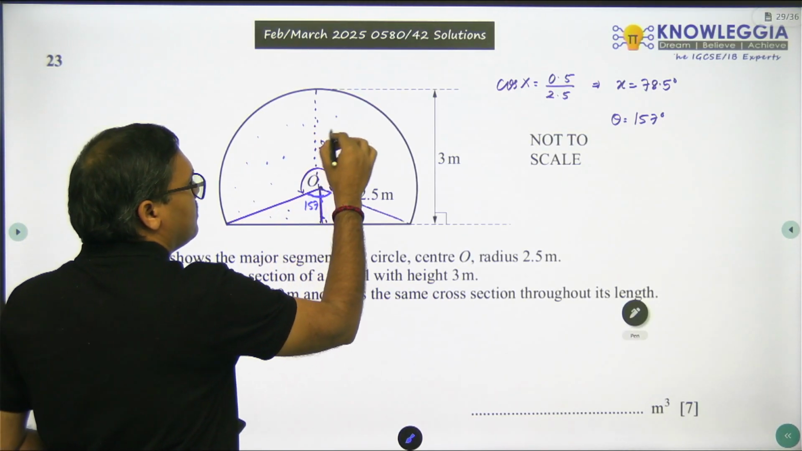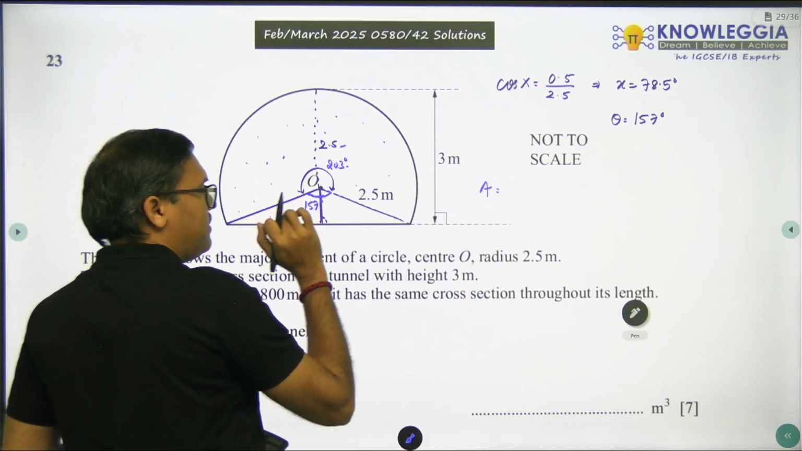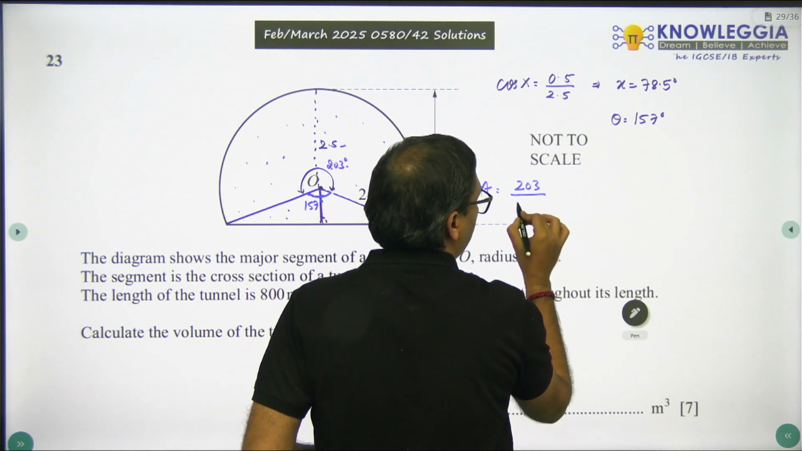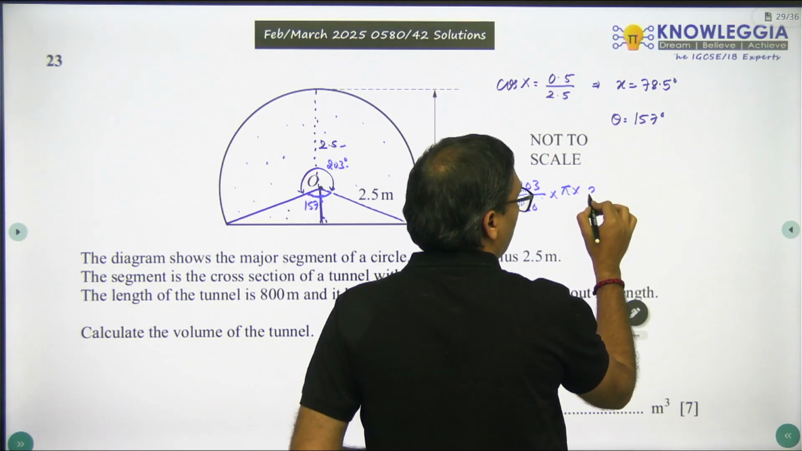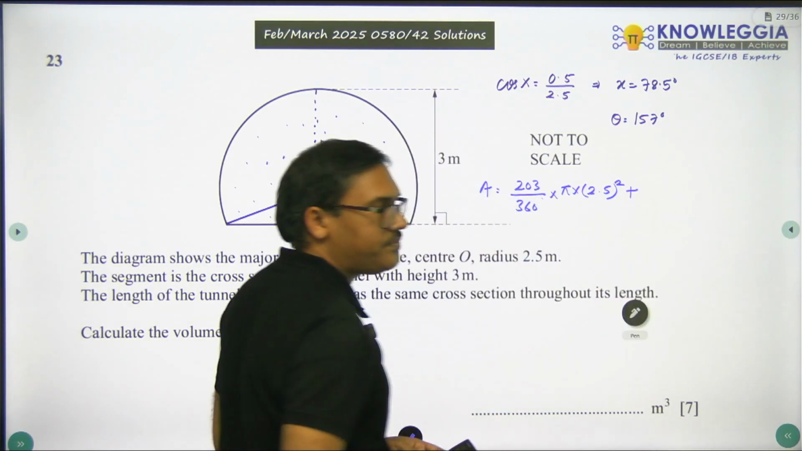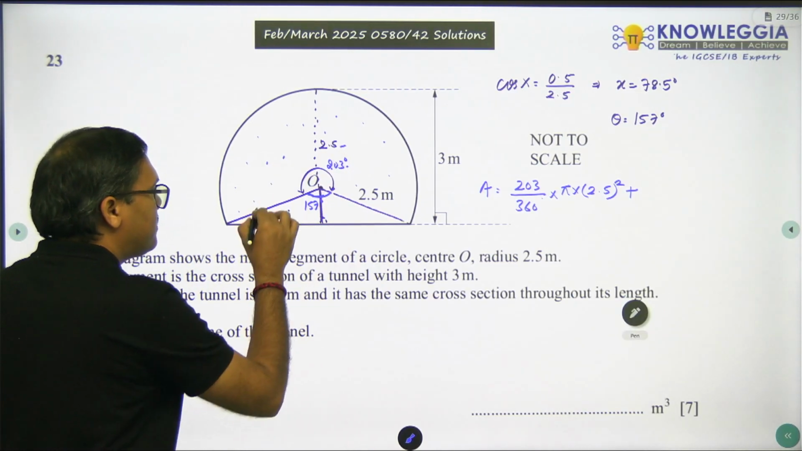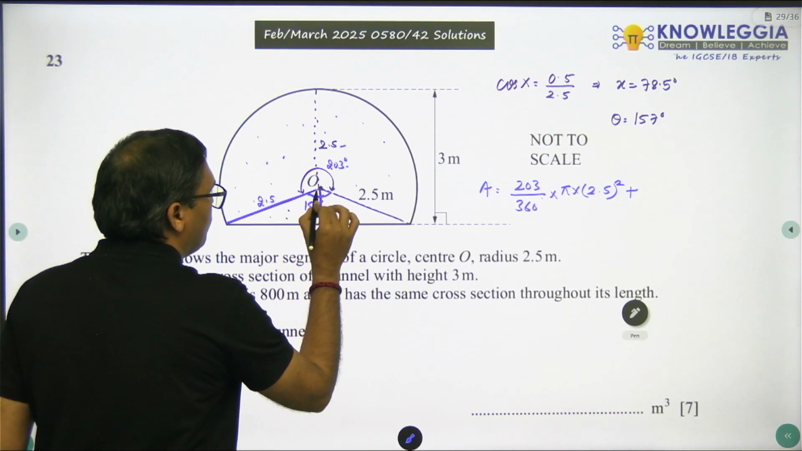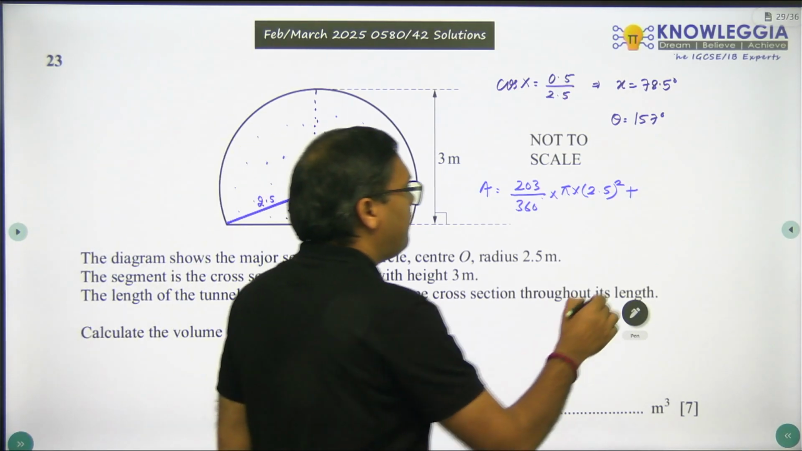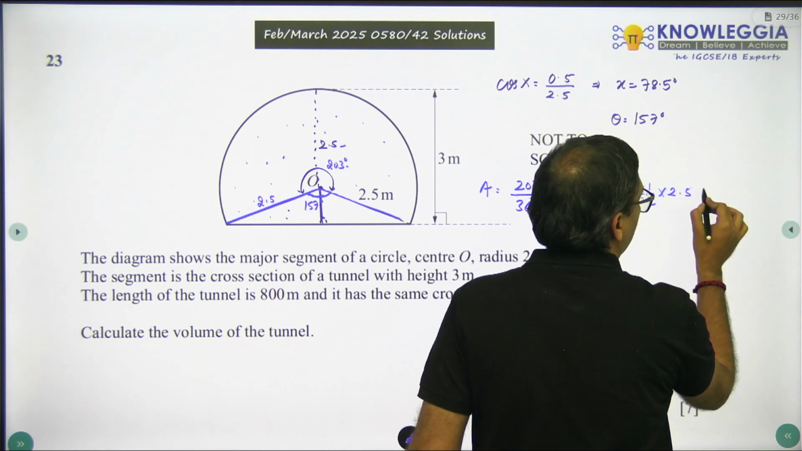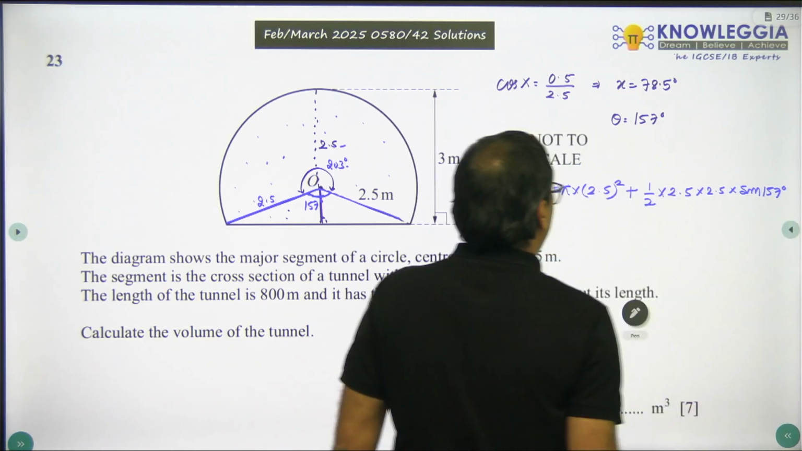Now, how will you get the area of this sector? The angle subtended by this sector is 203. So the area of this sector is theta, that is 203 upon 360 degrees, into pi r squared. The radius is 2.5, so 2.5 squared. Plus the area of this triangle. Both sides are 2.5, and in a triangle, if you know two sides and the angle between them, the area is half a into b into sine of the angle between them. So this is half into 2.5 multiplied by 2.5 multiplied by sine of 157 degrees. This is the area of this cross section.